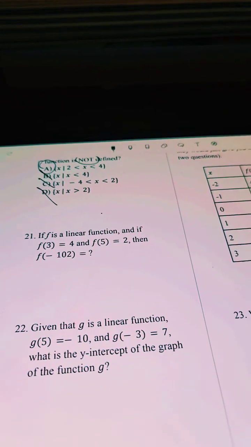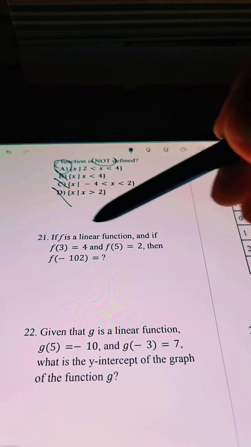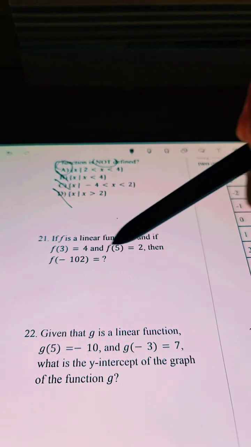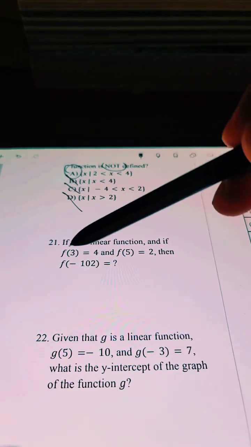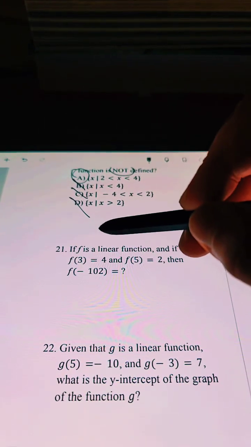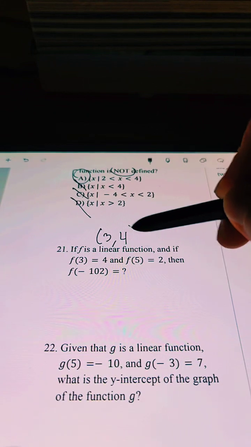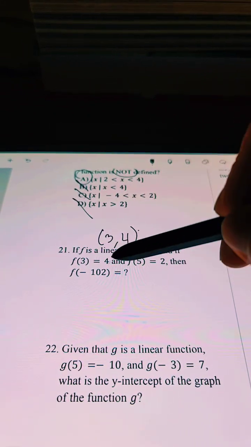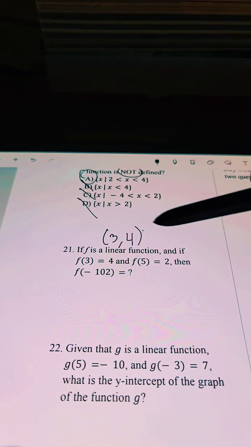So then let's go to number 21. If f is a linear function and if f of 3 is equal to 4 and f of 5 is equal to 2, then f of negative 102 is equal to. So think of it like this. We've been given 2 points right here. We've been given 3 as our x and 4 as our y.